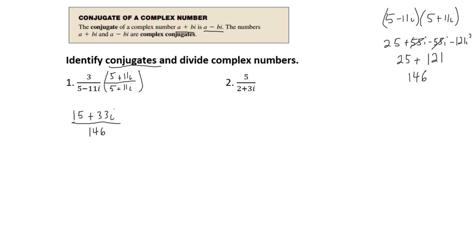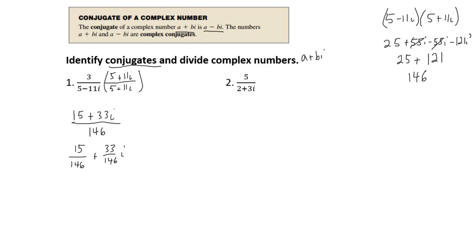So now we don't have any i's in the denominator, but we need to write this in a plus bi form. Always write in a plus bi form. And so this would be 15 over 146 plus 33 over 146i.